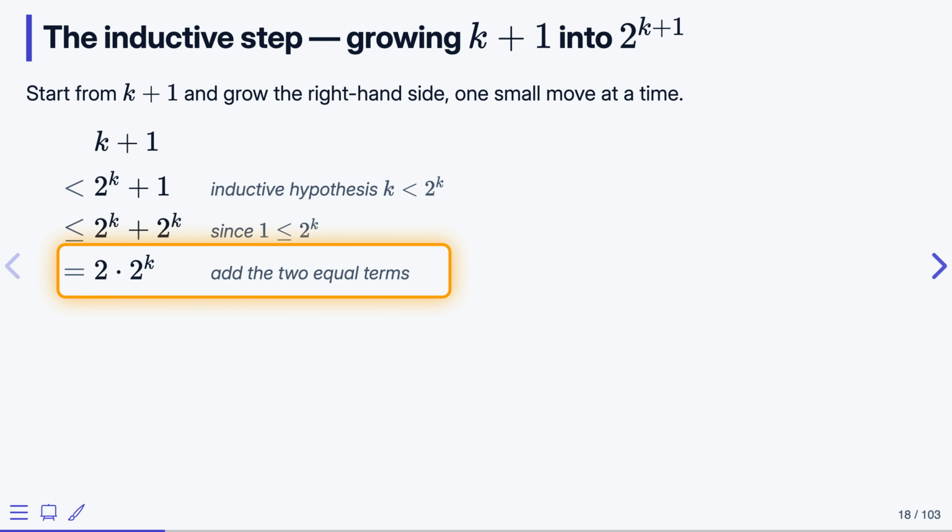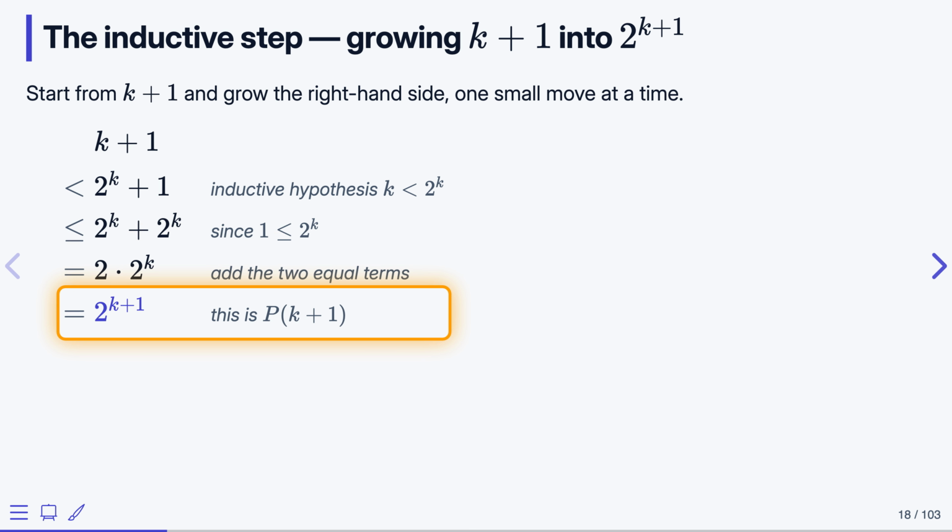Step 3. 2 to the k plus 2 to the k is just 2 times 2 to the k. Step 4. 2 times 2 to the k is 2 to the k plus 1. So k plus 1 is less than 2 to the k plus 1. That is P of k plus 1, and the statement holds for every positive integer n.